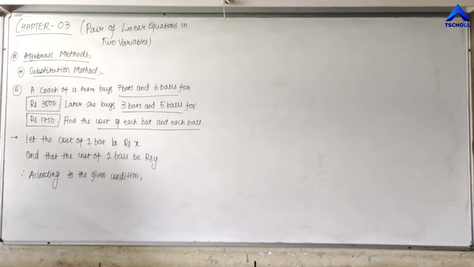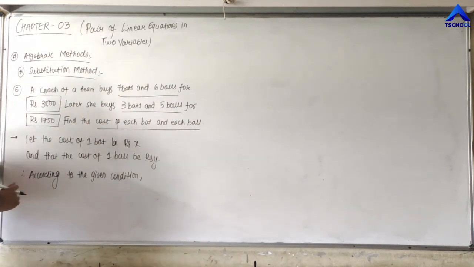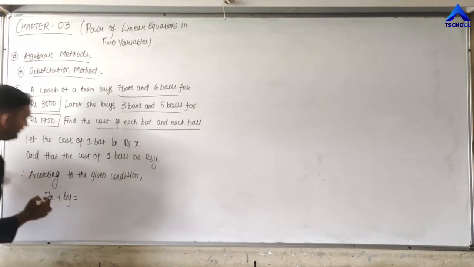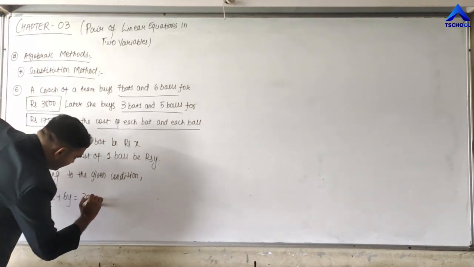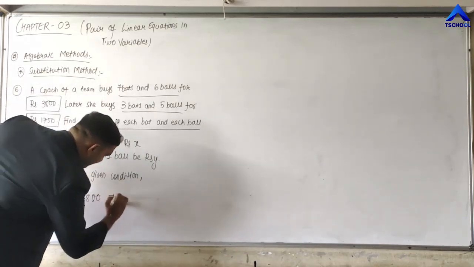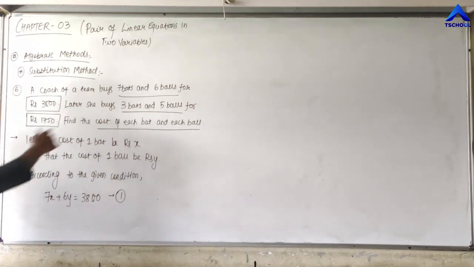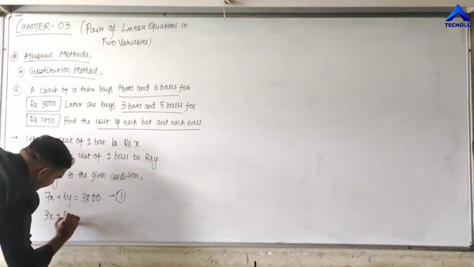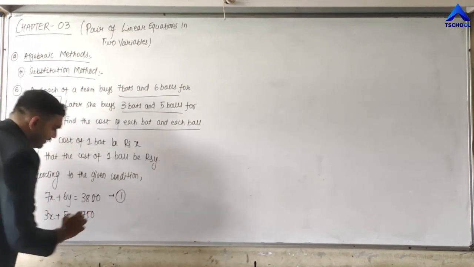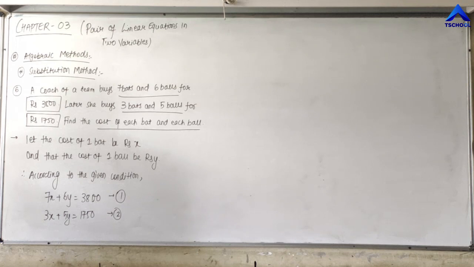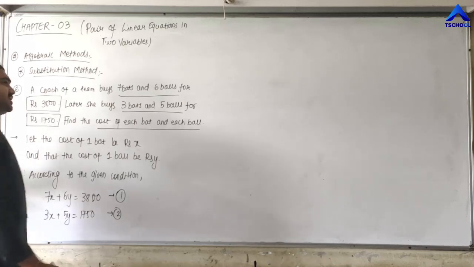According to the given condition, in the first condition it is 7 bats and 6 balls. So that will give me 7x plus 6y for 3800 rupees. So 7x plus 6y equals 3800, the first equation. And according to the second condition, we have 3 bats and 5 balls, so 3x plus 5y equals 1750, the second equation. Is it clear? So 7x plus 6y equals 3800 and 3x plus 5y equals 1750.